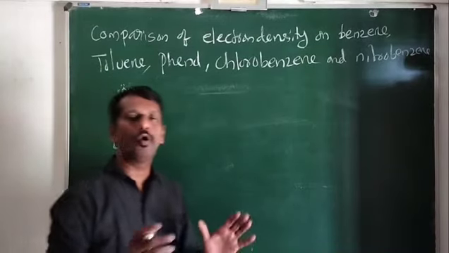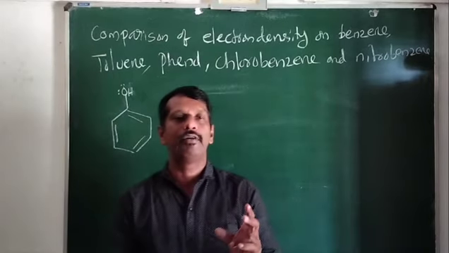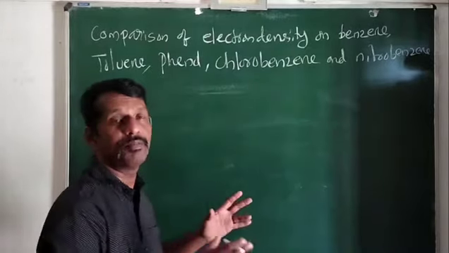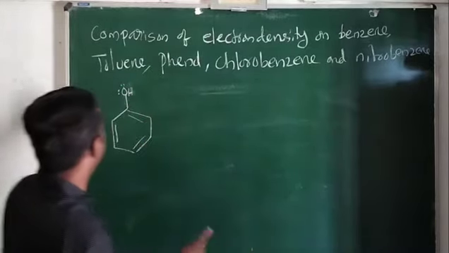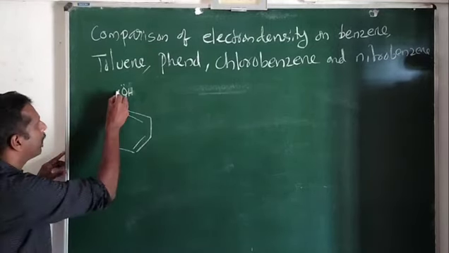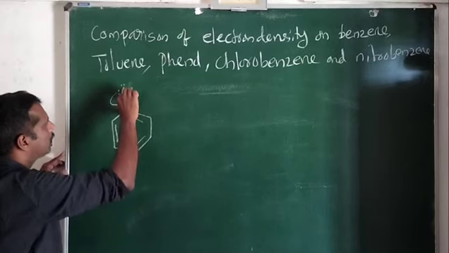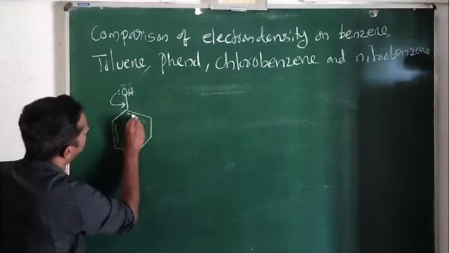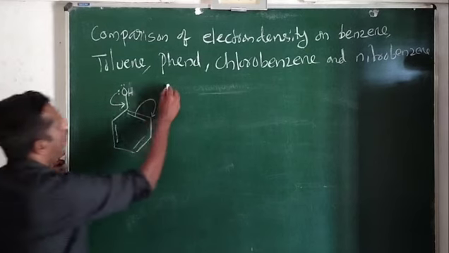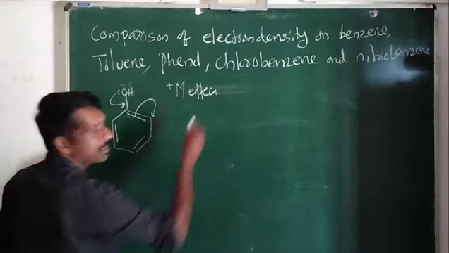When there is a lone pair of electrons, what type of effect will be there? This will have a plus M effect. What do you mean by plus M effect or plus R effect? That means this will undergo resonance. This lone pair of electrons will be shifted between oxygen and carbon. Then this pi electron will be shifted to this carbon. This is what is called plus M effect, or plus R effect.